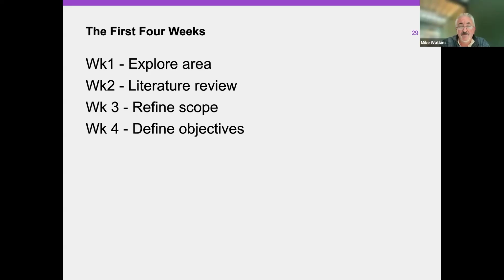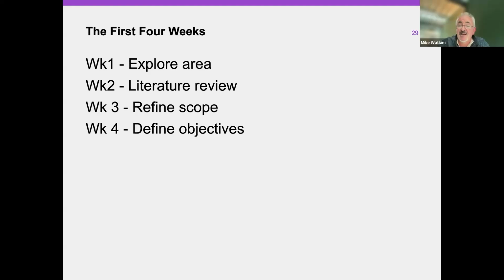Now, from your initial literature review, you will find other things out, and you'll want to do more research. But that first week is just to scope out that area. Then in week 3, you refine what it is your project is going to do. And then in week 4, you define your objectives. I think that's a really good start to a project.